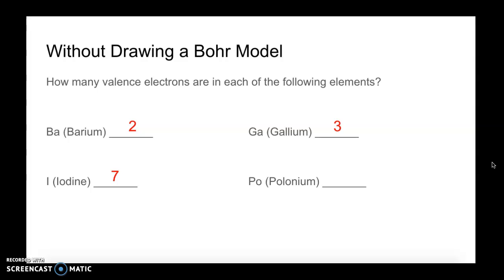And polonium, it's on the bottom right. Polonium is beneath oxygen, and so it has 6 valence electrons.